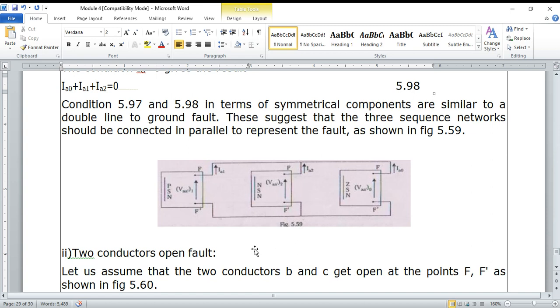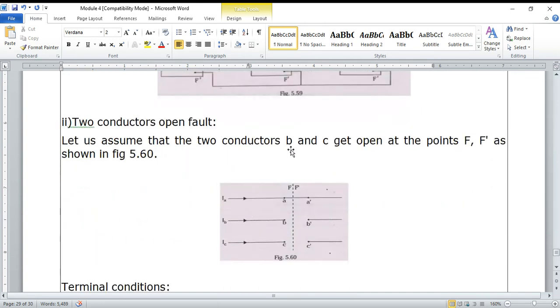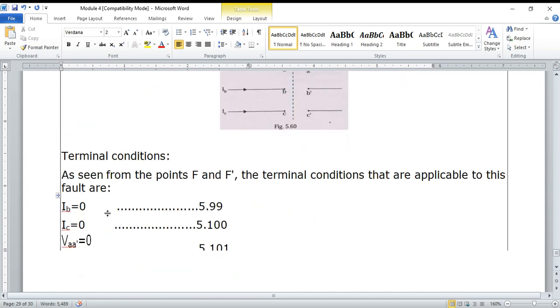Next we get into the next series type of fault, that is the two conductor open fault, which you see here. Let us assume that two conductors B and C get open at the fault points f dash as shown in the figure. From this terminal it's very clear that IB is equal to 0, IC is equal to 0, and VA dash will be 0.